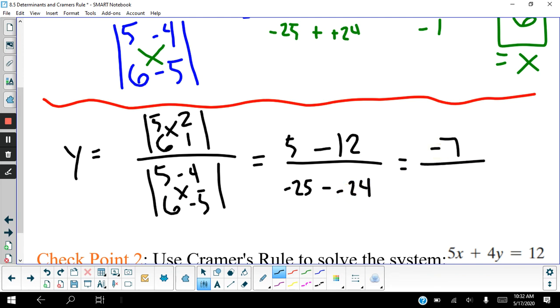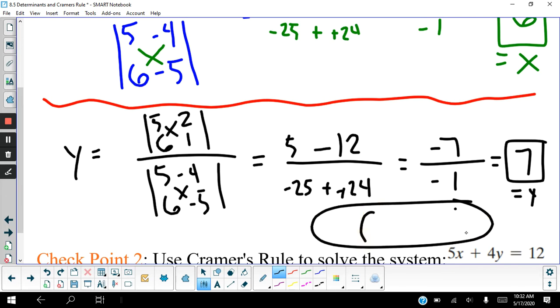Leaves us with a negative 7 on top. You boom ching this, which leaves us with a negative 1. Negative 7 divided by negative 1 is 7. That's our y. So our final answer here is going to be an ordered pair. Our x value is 6. Our y value is 7.